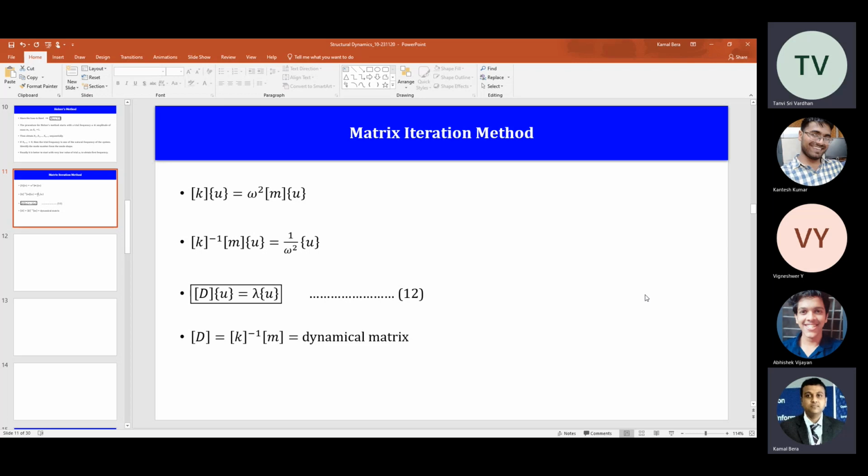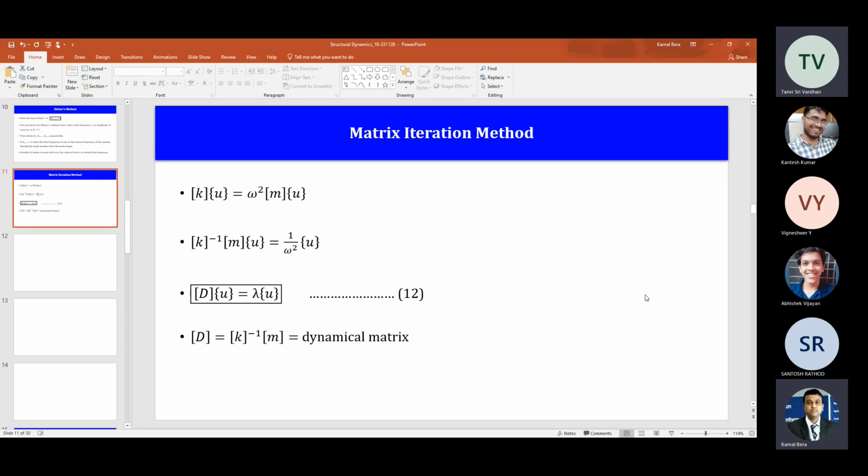And we have also verified that Dunkerley's method gives the system's fundamental frequency, which is lower than the actual.